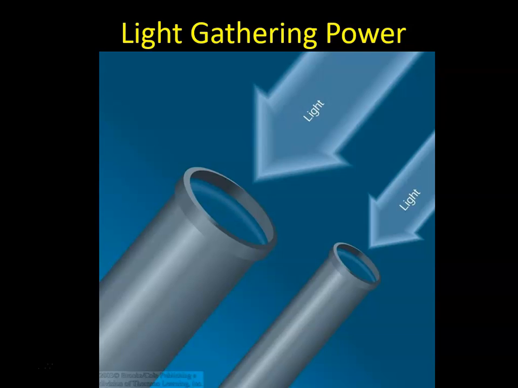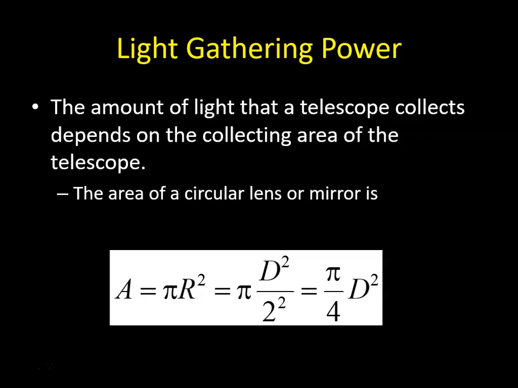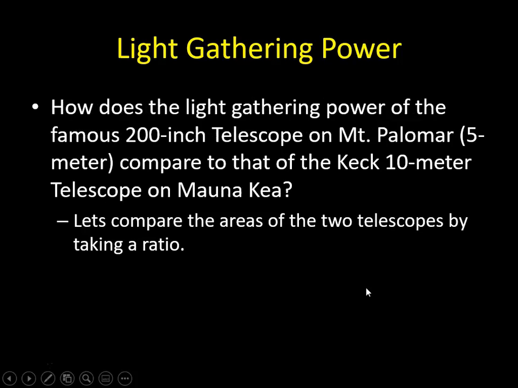Now, there's something else to keep in mind, light gathering power. The larger the instrument, the more light it's going to gather. That's one of the reasons why we are building bigger and more powerful telescopes. The light gathering power is proportional to the area of the primary lens or the primary mirror. So the area of a circle is pi r squared, so if you want that in terms of diameter, plug in r equals d over 2. The point here is the area is proportional to the diameter squared, therefore the light gathering power is going to be proportional to the diameter squared.